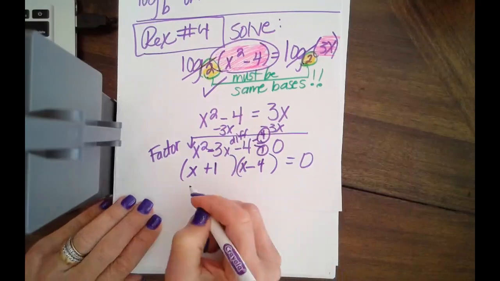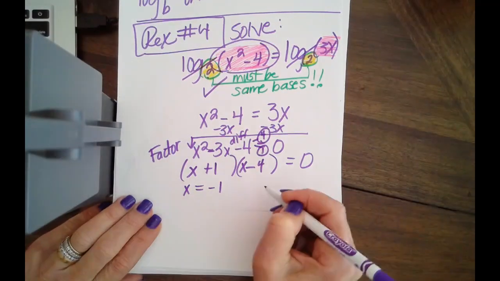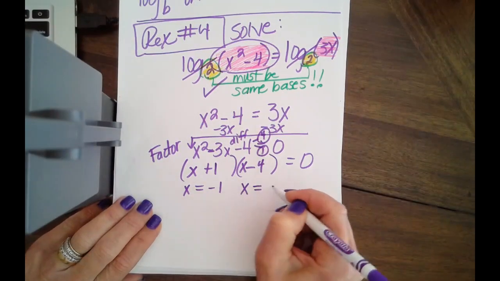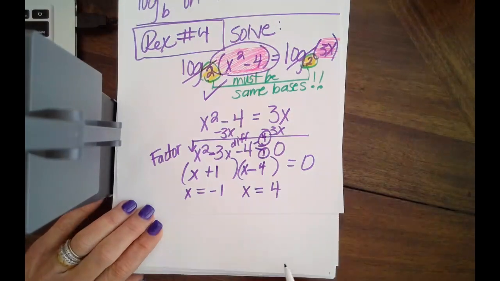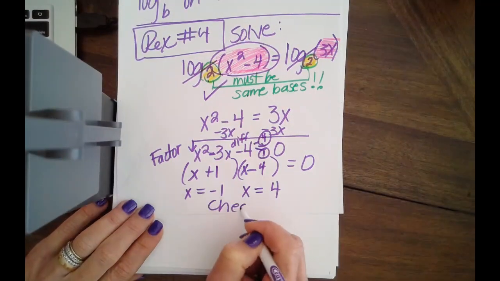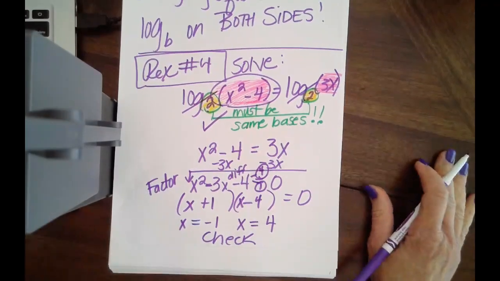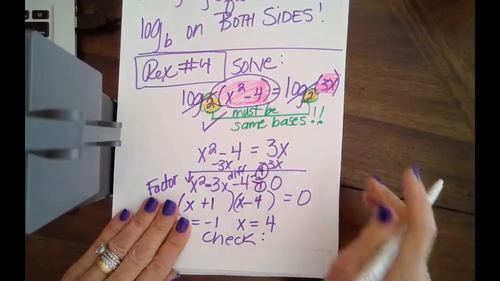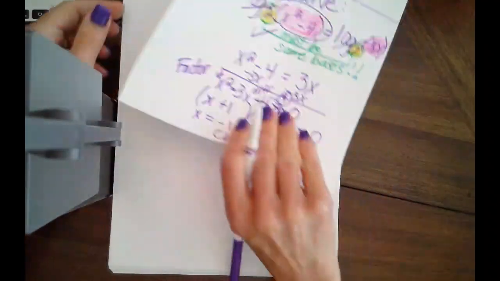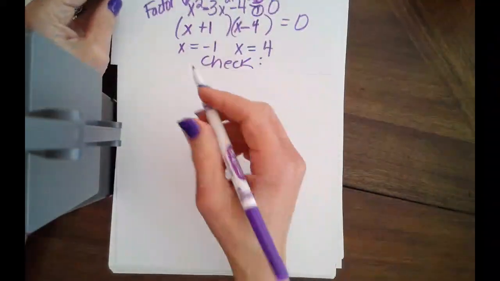Now we're going to solve. In this case, that's going to give me x equals negative 1, and this is going to give me x equals 4. So we must check and see if either of them works, or none of them works, or both of them work. If we check it, I'll put that on the next page. Let me write my expression.